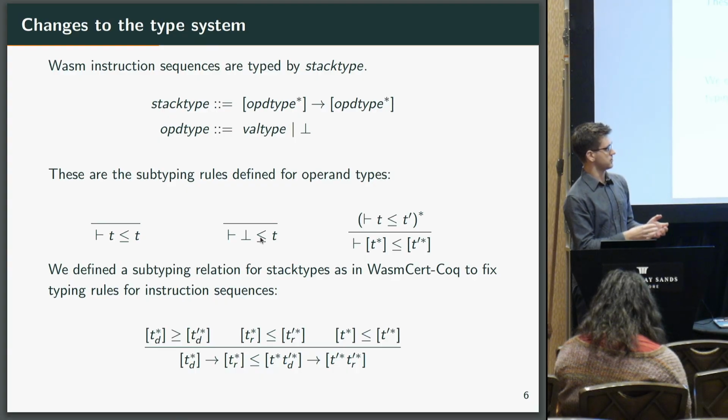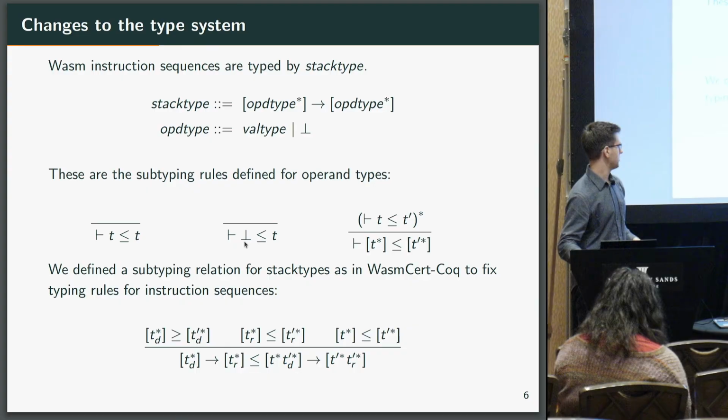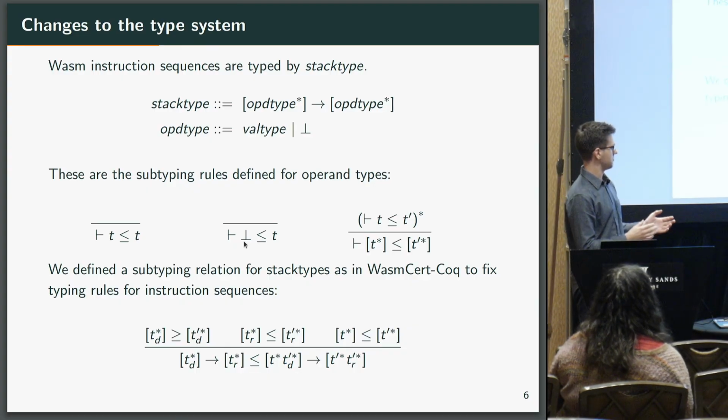One of the motivations for introducing that was to simplify the type checking procedure of unreachable code, and this bottom type can only arise in typing unreachable code. And there is a subtyping relationship for operand types, so that relationship is reflexive, and the bottom is a subtype of any other type.